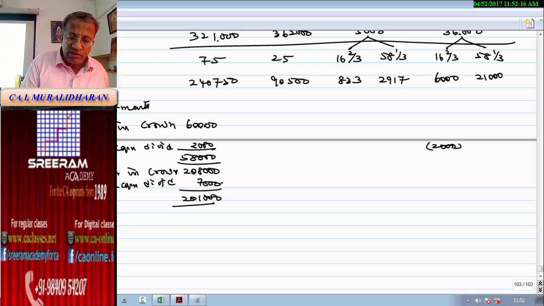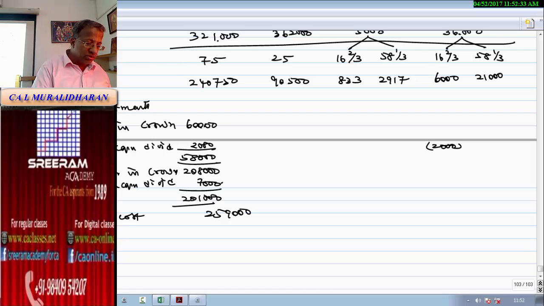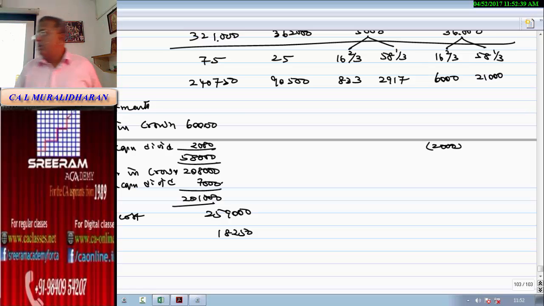Now, total cost will be 2,59,000. So this we will take to the outer column. 2,59,000 minus 240,750. 18,250 is goodwill.